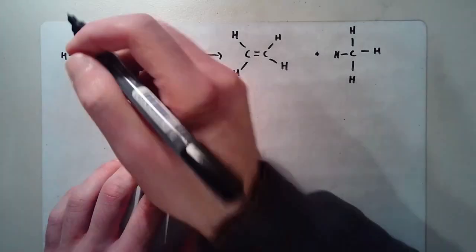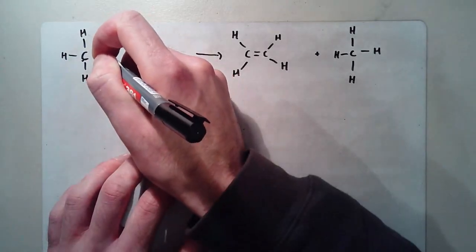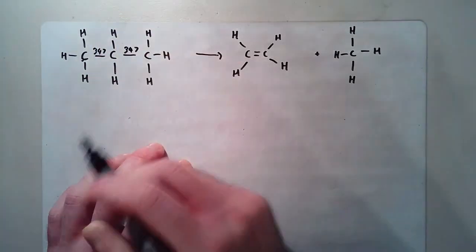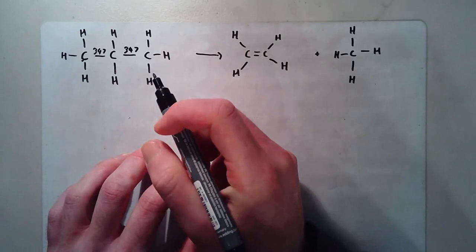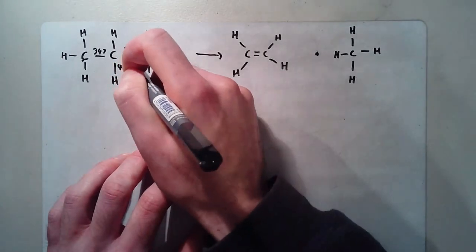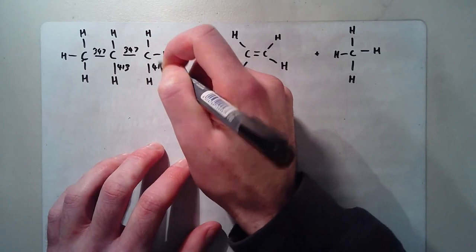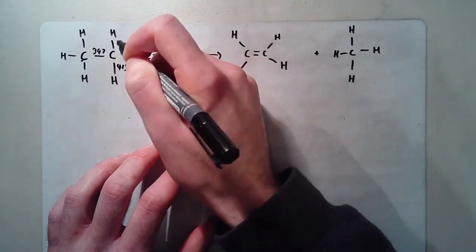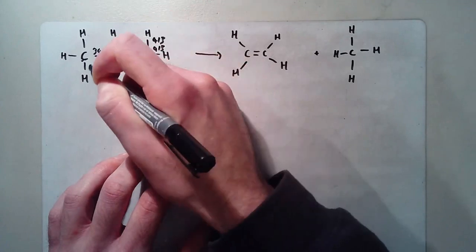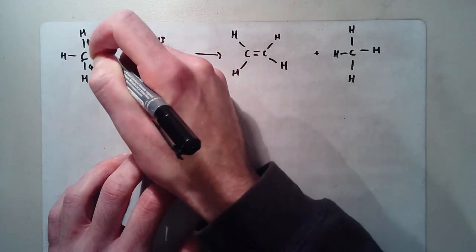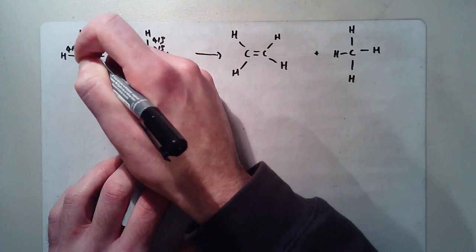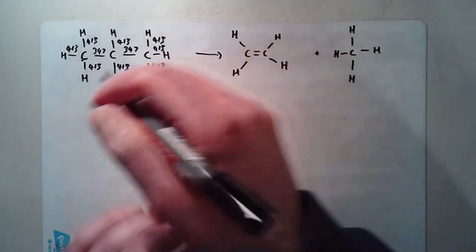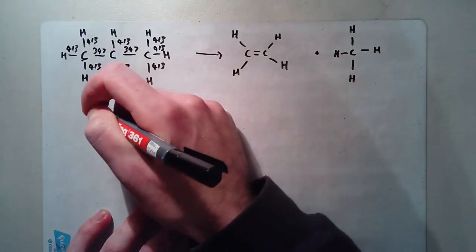Okay, well, I look at these and I look at my data table, and I know that these bonds are 347. And I know that these carbon hydrogen bonds here are 413. And I'm going to be meticulous. I'm going to label every single one of them, because at this point, students tend to get lazy and they don't write them all down. And it means that further down the line, when it comes to counting things up, they get things wrong. So if I were to count this up, I've got 2, 3, 4, 7s.